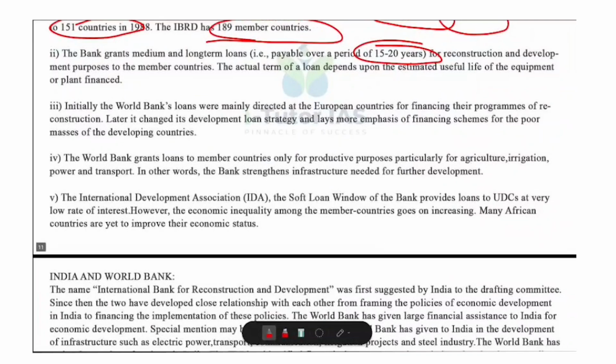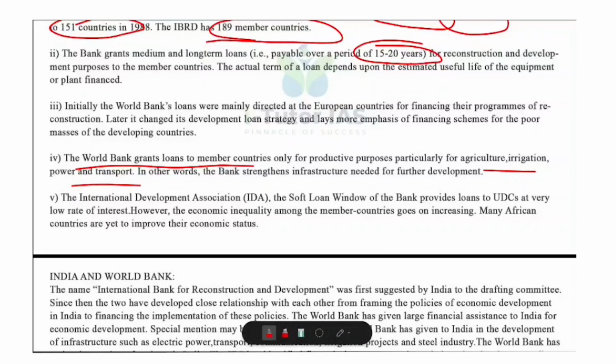Then fourth one, loans for productive purposes. That is, funds are provided mainly for productive sectors like agriculture, irrigation, power, and transport. This helps strengthen infrastructure needed for further economic growth.